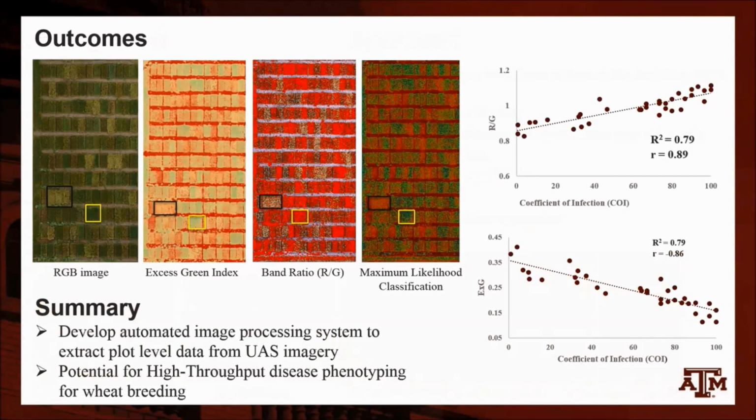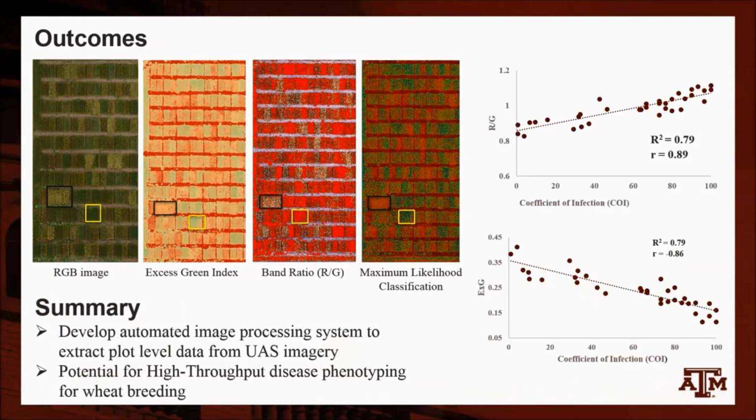With that approach, I'd like to move to the results. The results show that both of those indices, the excess green index and band ratio, and the maximum likelihood classification approach were able to identify the diseased portion over here and the healthy vegetation.